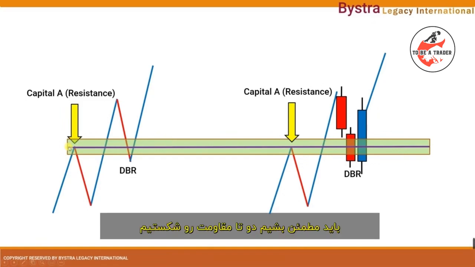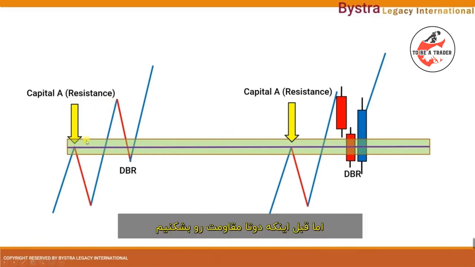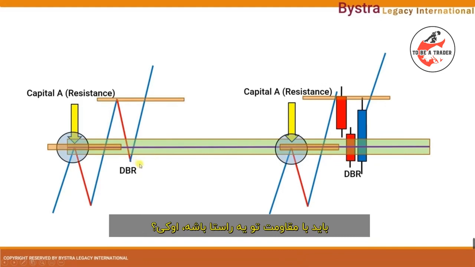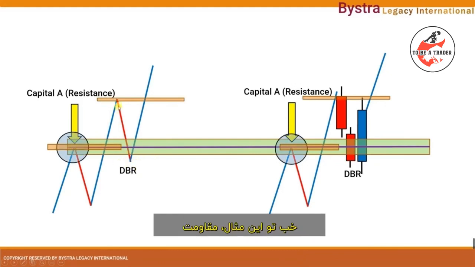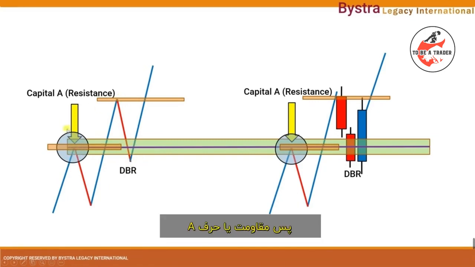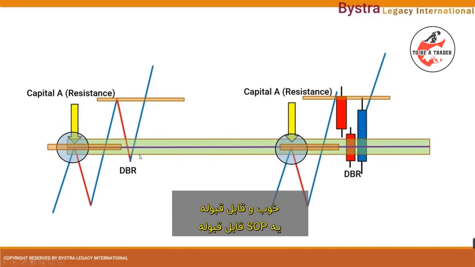Is to make sure that we break the two resistance. But before we break the two resistance, what we should check now is the drop base rally has to be aligned with the resistance. Here in this case, the resistance is slightly above the drop base rally. This is fine. Resistance capital A is slightly above the drop base rally. It is fine, no issue. This will be acceptable. It's a good SOP, acceptable SOP.